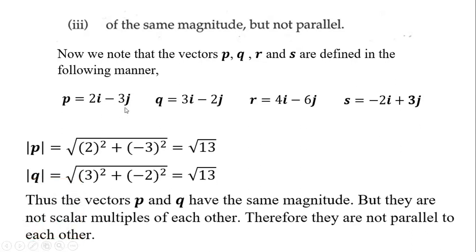But the question is, are these two vectors parallel to each other? Let's look at these vectors, 2i minus 3j and 3i minus 2j. Is it possible for me to find a real number that I can use to multiply by one of these vectors to get the other vector? And the answer is no. There is no number that we could use to multiply by one vector to get the other. So they are not scalar multiples of each other. Therefore, they are not parallel. And so they have the same magnitude, but they are not parallel. So the vectors that we're looking for in this particular one are the vectors P and Q.